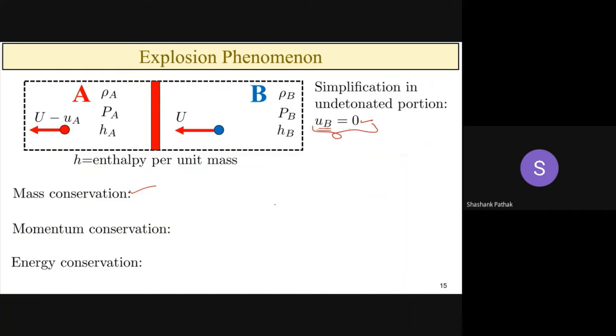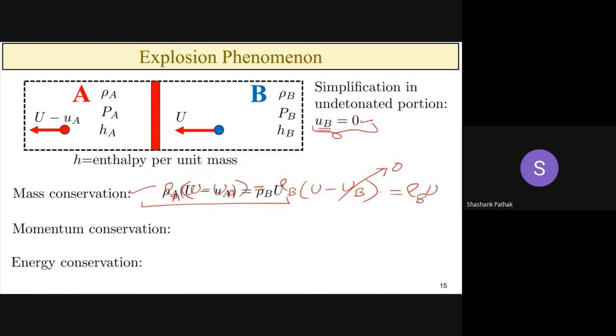Why am I asking you to write? Because this will give you some feeling of these equations. Otherwise, it will be difficult for you. In your previous equation, what was that equation? Rho A (U minus UA) equal to rho B (U minus UB). So just put UB equal to zero. So you will get rho B into U. Very simple. I have written it here.